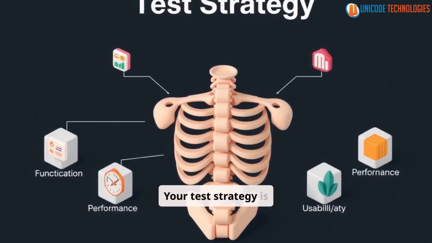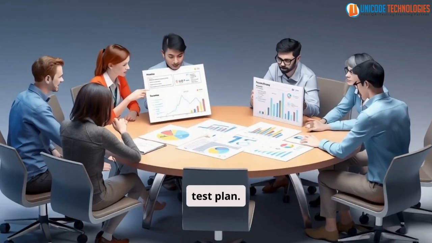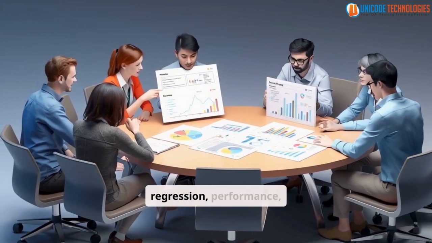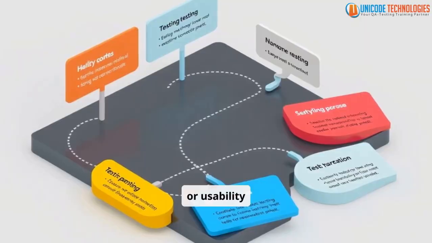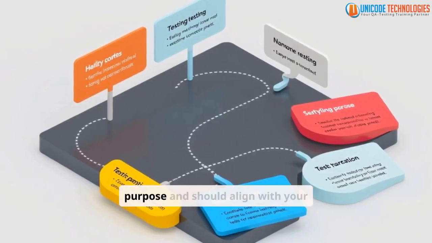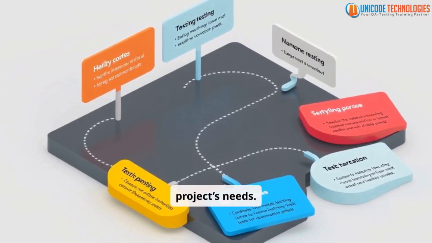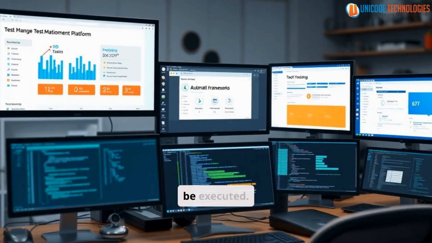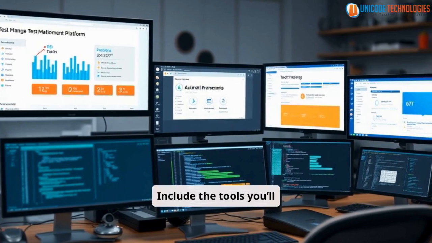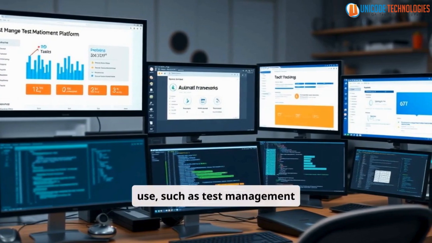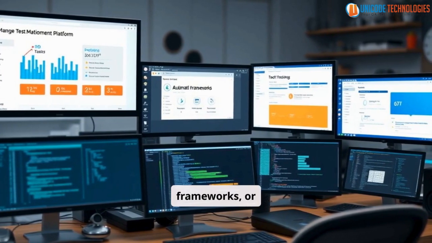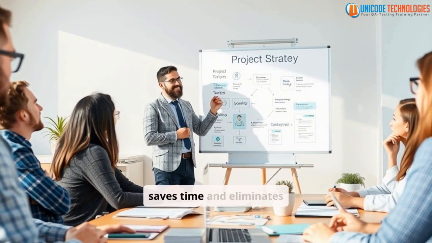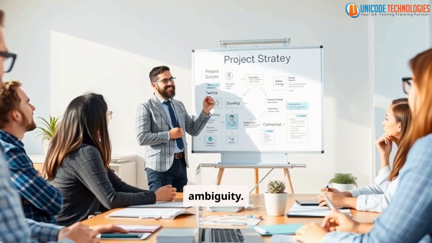Your test strategy is the backbone of an effective test plan. Decide on the types of testing required, like functional, regression, performance, or usability testing. Each has a unique purpose and should align with your project's needs. Detail a step-by-step approach for how the tests will be executed. Include the tools you'll use, such as test management platforms, automation frameworks, or defect tracking systems. A well-defined strategy saves time and eliminates ambiguity.